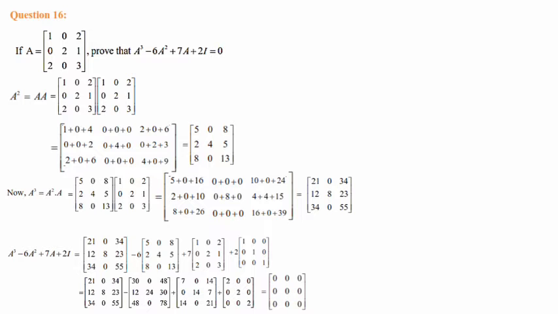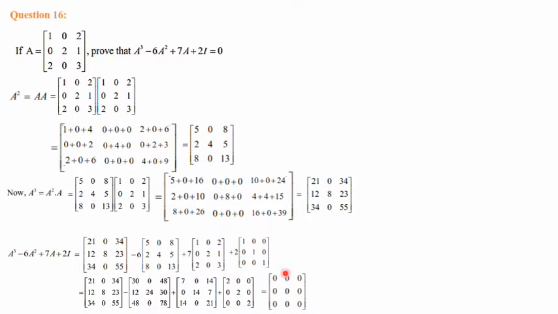If you are feeling difficulty in mental calculation, just do it like this. One more step we can add, then we can complete. Then likewise each term, 23 minus 30 plus 7 plus 0, that is equal to 0. 34 minus 48 plus 14 plus 0, that is equal to 0. 0 minus 0 plus 0 plus 0, entire term is 0. Next is 55 minus 78 plus 21 plus 2, that is also 0.